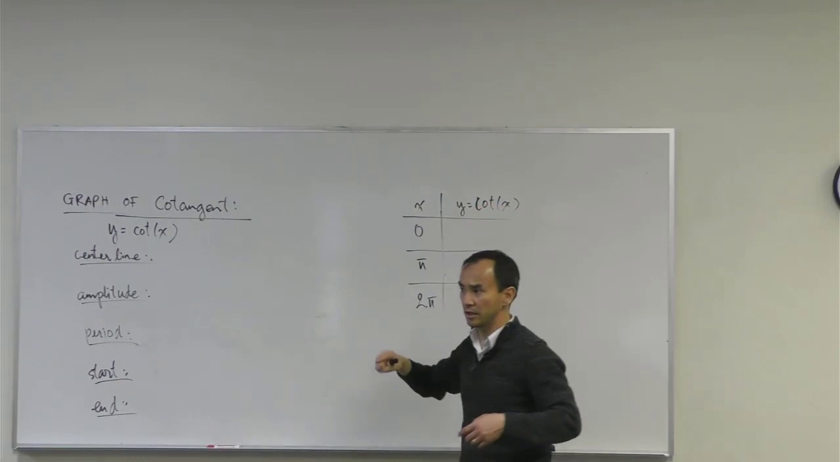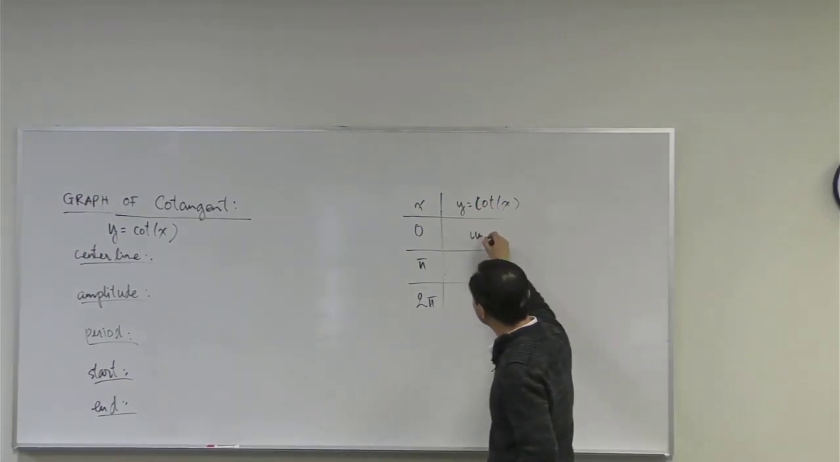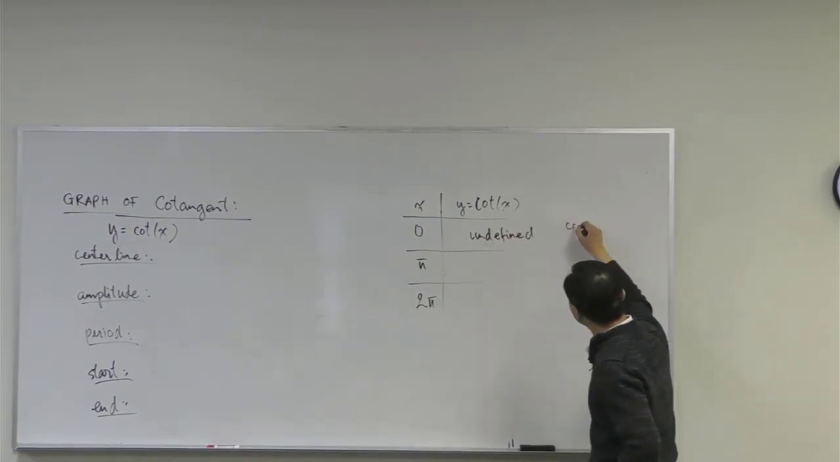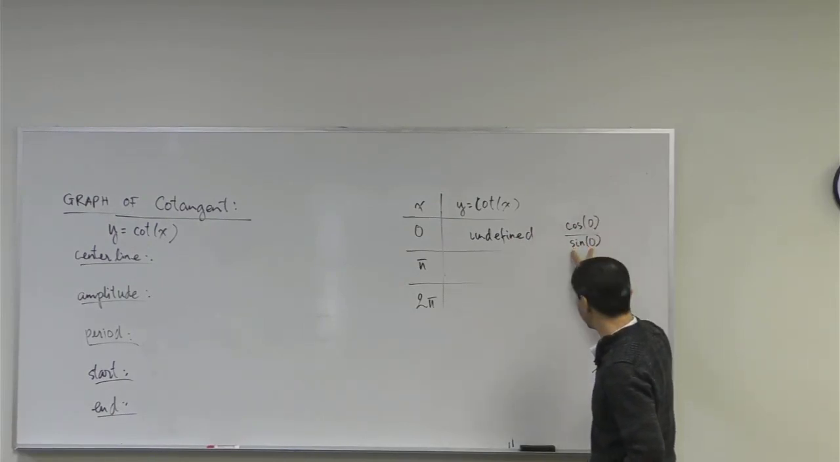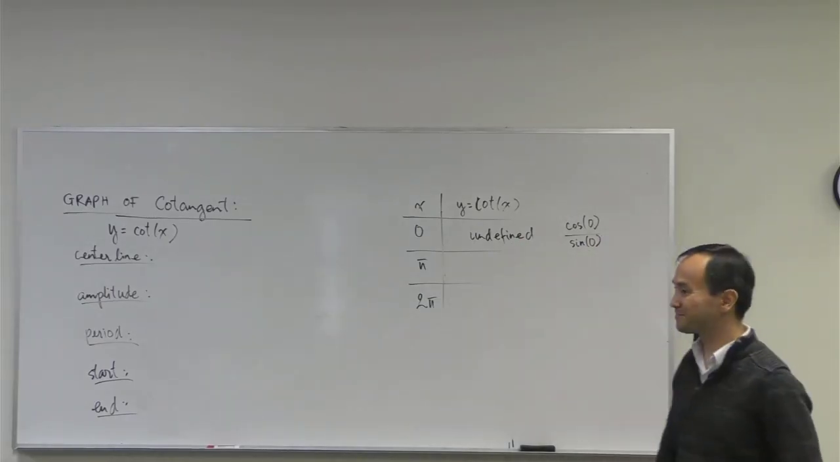Cotangent of 0? Anyone? It's undefined. Simply because this is cosine of 0 over sine of 0. Remember the way we define cotangent like that? And sine of 0, the denominator here, is a 0 value. That's why it's undefined. Are we good?